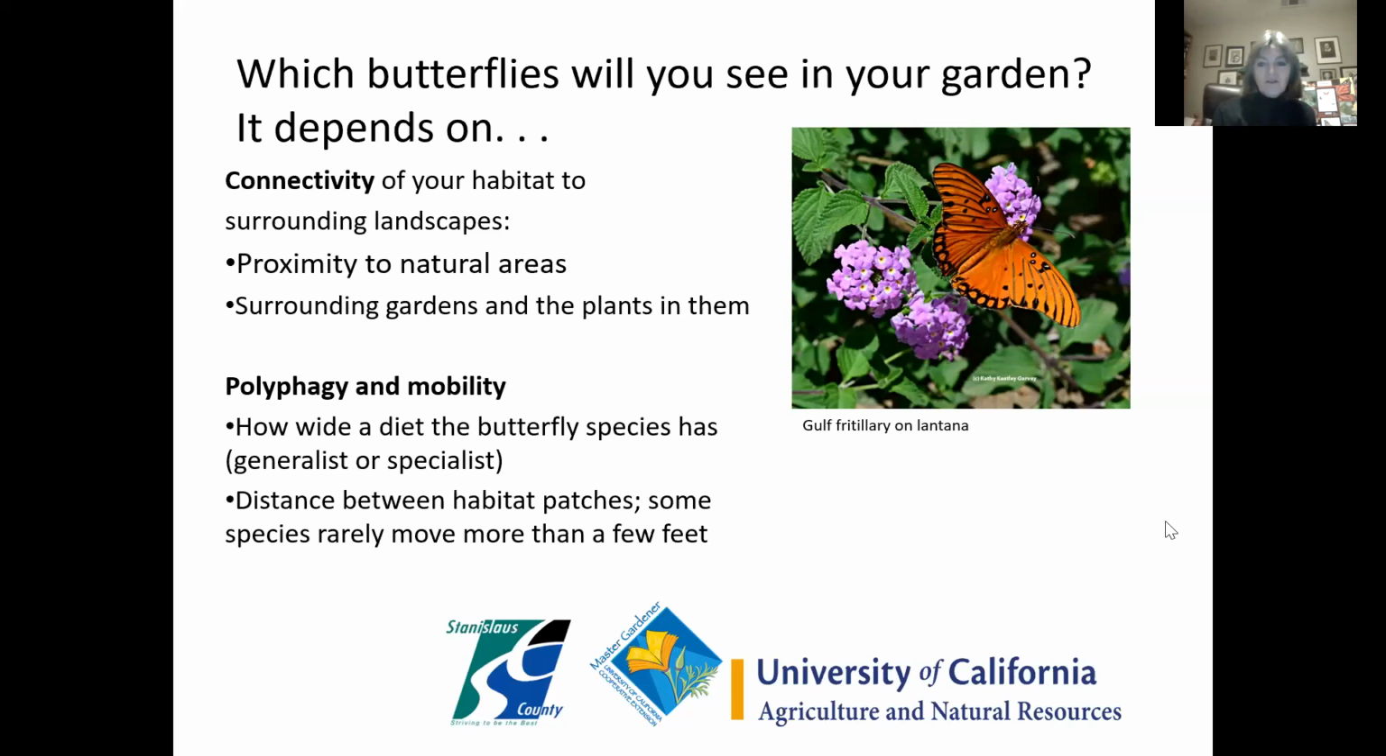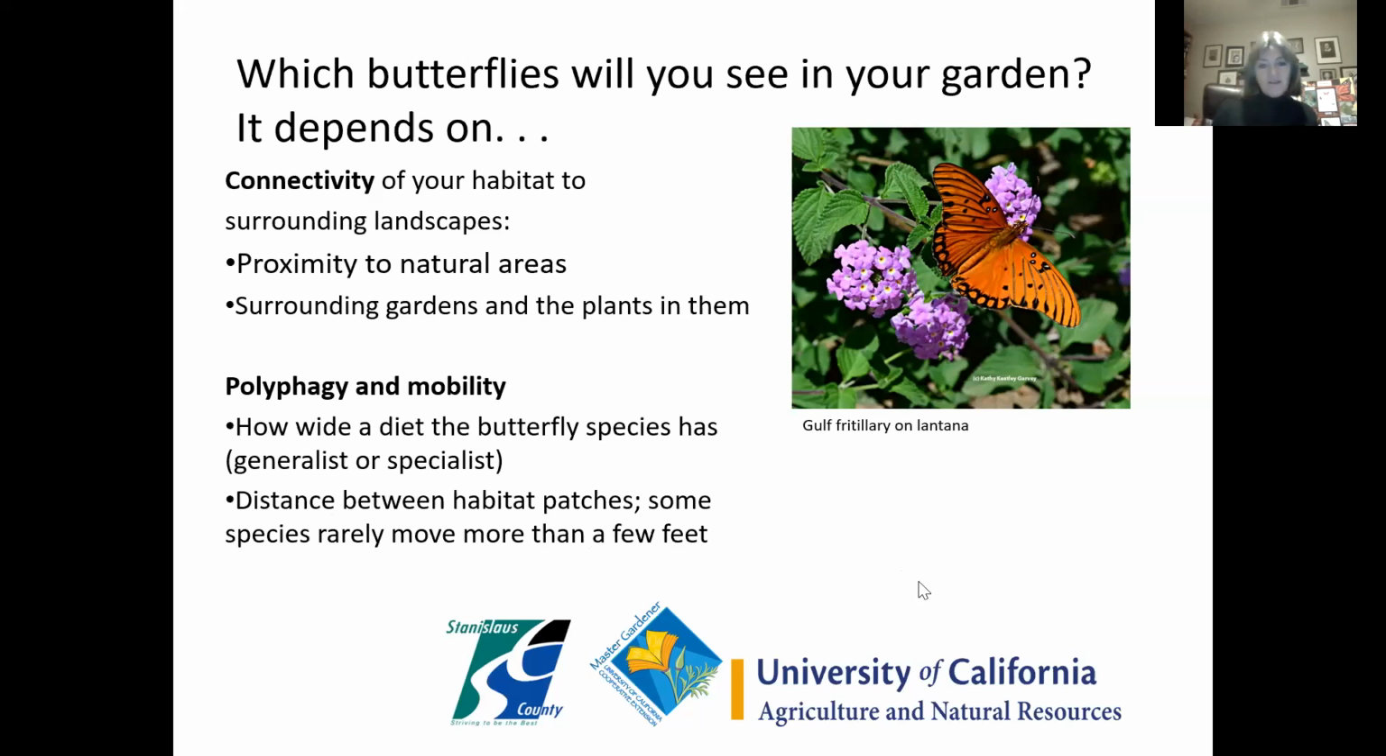Some butterflies are generalists. That means they will feed on a variety of flowers, and some are more specialists. They need a specific family of flower to feed on. They also like habitat where there's patches, so they can feed in one area for a longer period of time instead of having to move constantly. Sometimes butterflies don't move more than a few feet, just feed in one area. So there's a lot of factors.